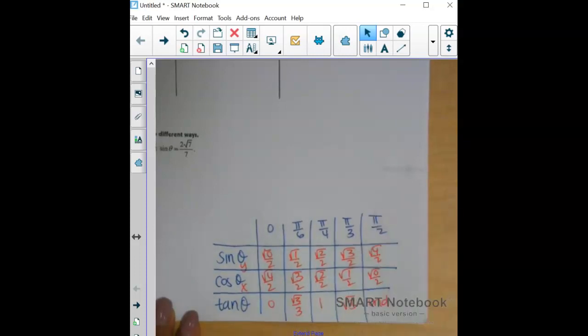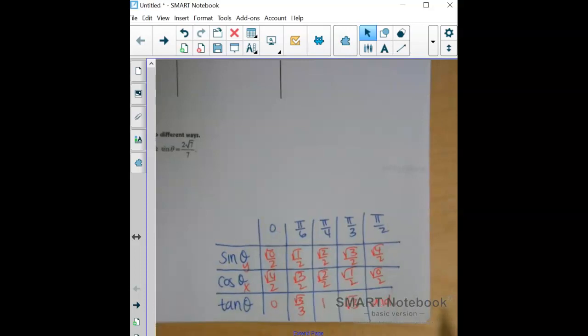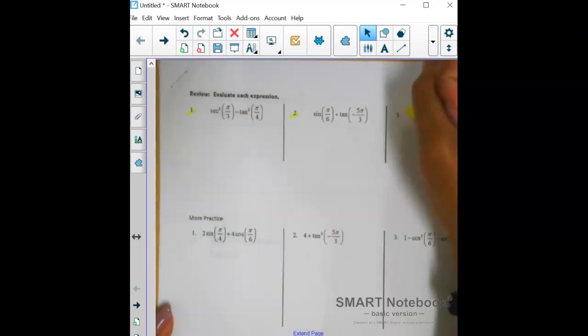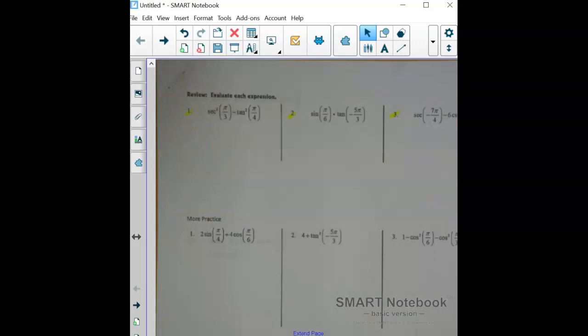Good job. So with this unit circle table that we just made, I want you to answer the first 3 questions at the top of the page. Right underneath the review, evaluate each expression, I want you to solve questions 1, 2, and 3. I'm going to give you a couple minutes head start. Go ahead and solve questions 1, 2, and 3.